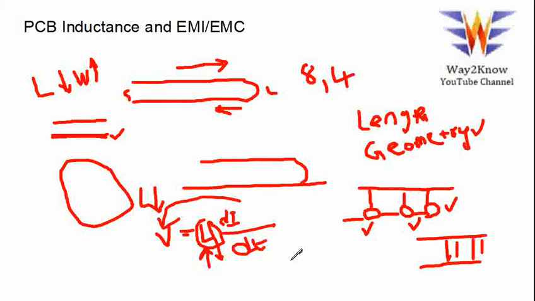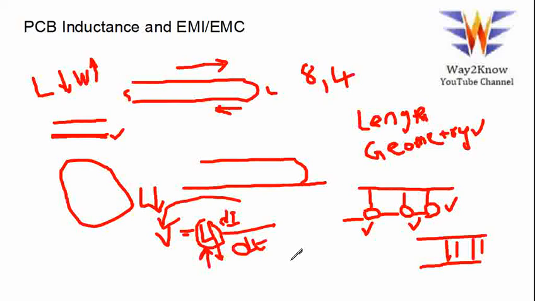The major points here are how the inductance varies, what are the factors the inductance depends on, and the loop inductance, how it is going to affect, and what are the best ways to have a ground.